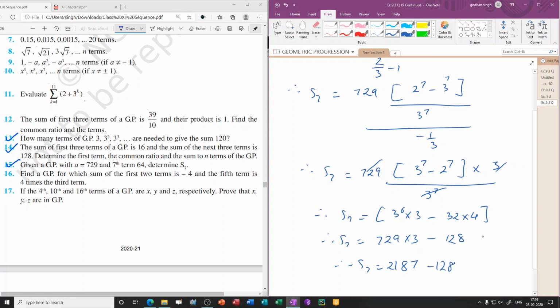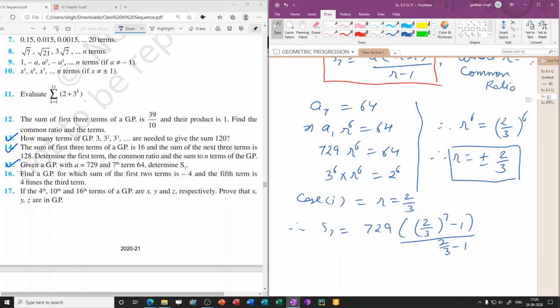And let us do the calculation work here. 2187 minus 128, and this will give us 17 minus 8, that is 9. This will become 7, 7 minus 2 is 5, 1 minus 1 is 0. This is 2. So we will be getting, therefore S7 equal to 2059. So this is the solution of case 1. This is only case 1. Let's go back and check it out. Yeah, this is case 1 only, and case 1 is r equal to 2 by 3.